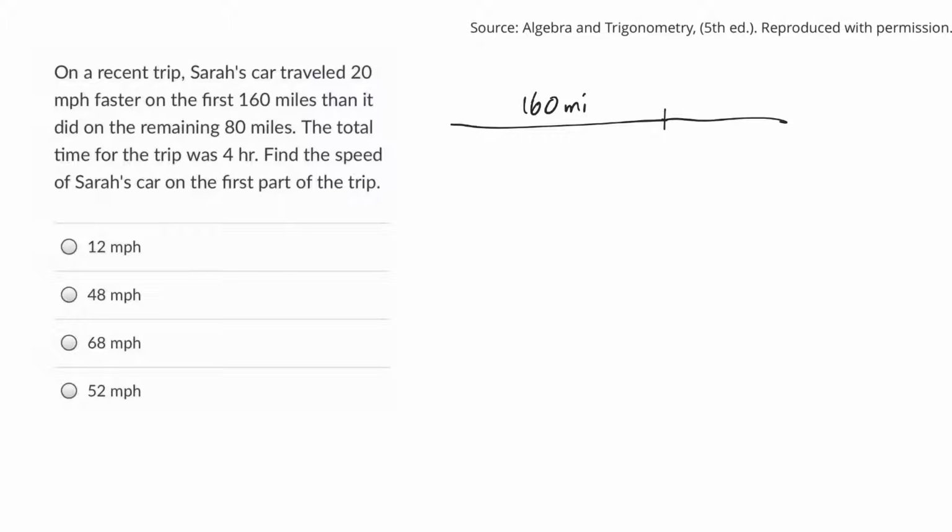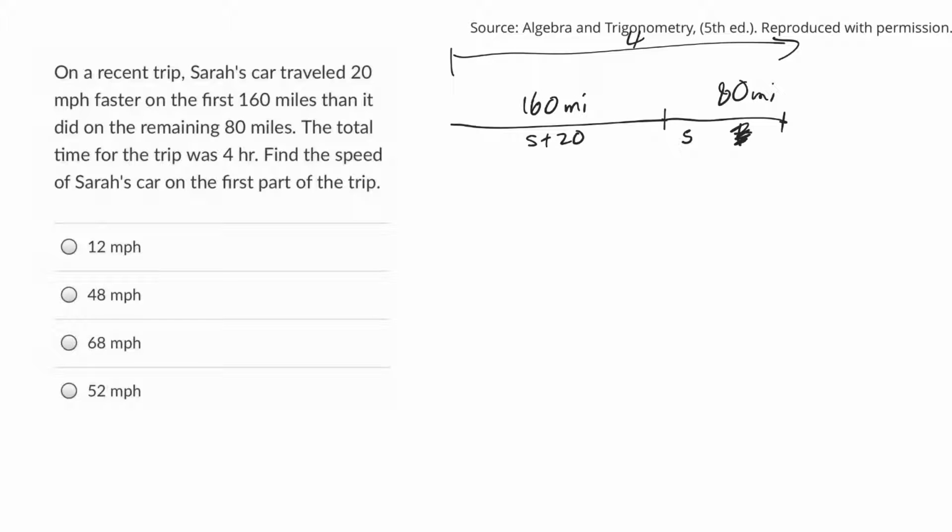So the last 80 is here. That's 80 miles. And then the total time for the whole thing was 4 hours. And then this one, her speed, I don't know, well, it's 20 miles an hour faster than this. So let's call this one, instead of T for time, let's do S for speed. So this one will be S, and then this one is 20 miles an hour faster than that one.